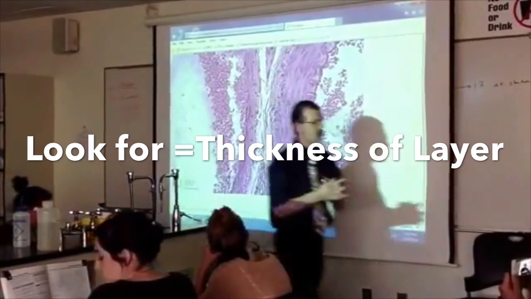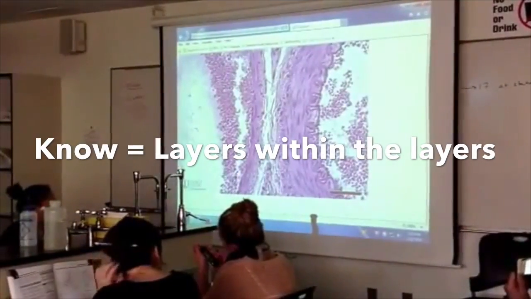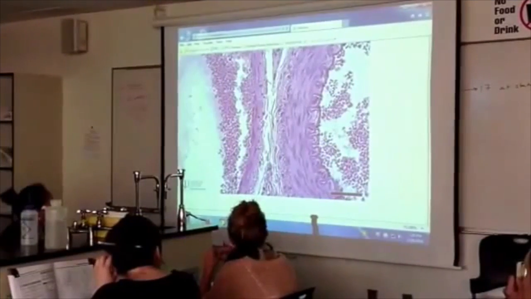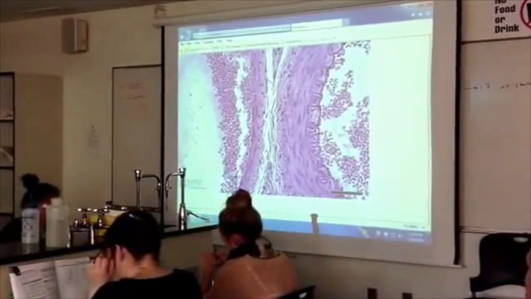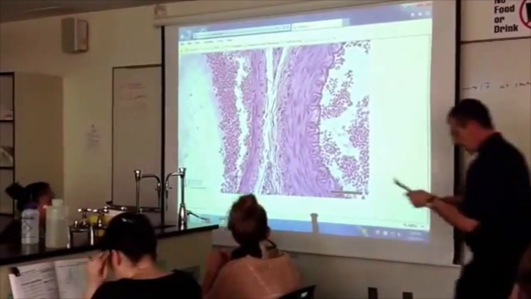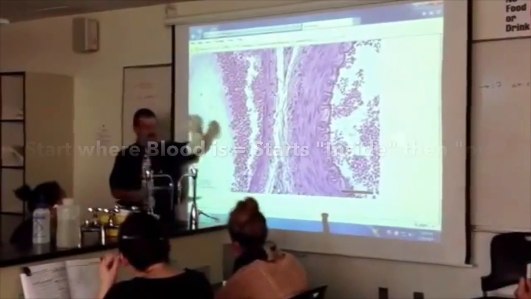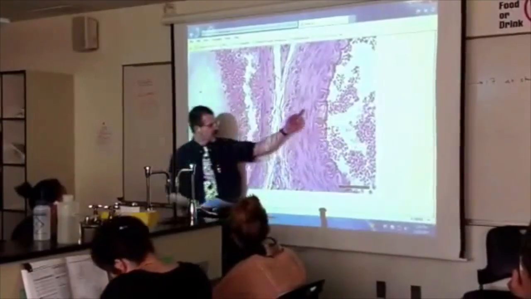That's the big question. Once you know it's an artery or a vein, then you have to go back and name the layers within those vessels. So if you look at your magic sheet, there are tunicas, just like the eyeball had tunics. The easiest way to do it is to start where the blood is on the inside, which is also called the lumen. It's white. Work your way out and look for color changes.